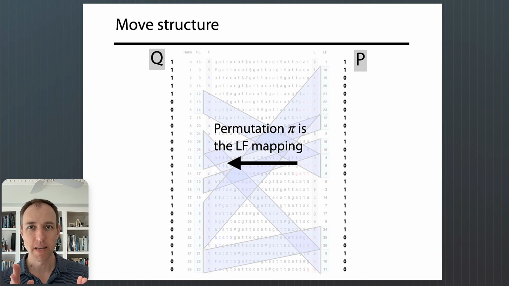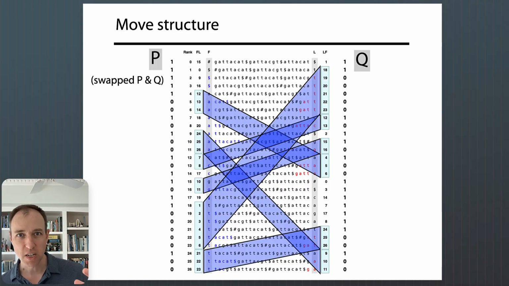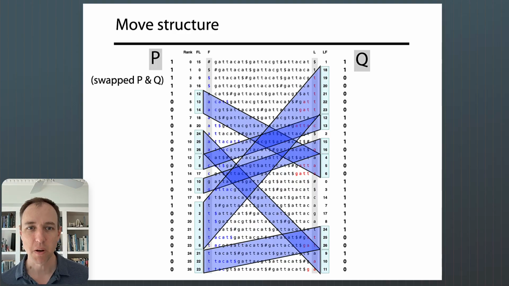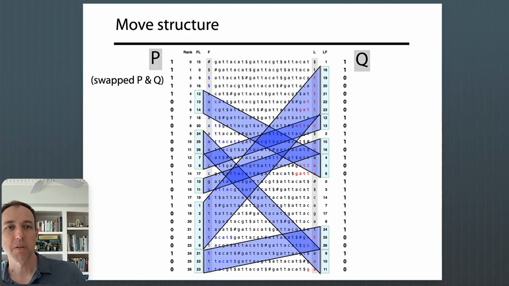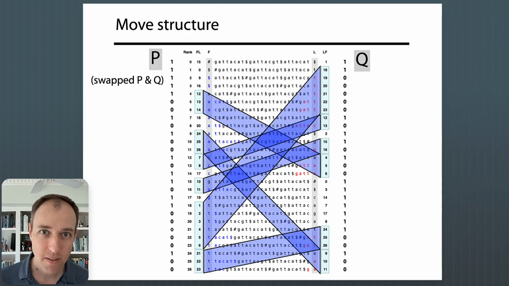We could have let the F column be the P bit vector and the L column be the Q bit vector, right? So here it is just with P and Q swapped. It actually didn't change the bit vectors themselves, right? Because the parallelograms are the same. So the bit vectors didn't change. I just changed which one I called P and which one I called Q.